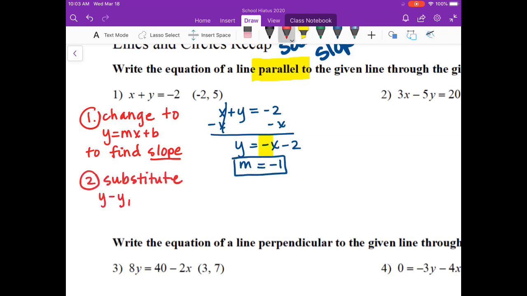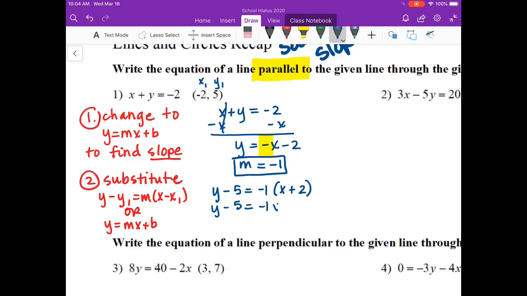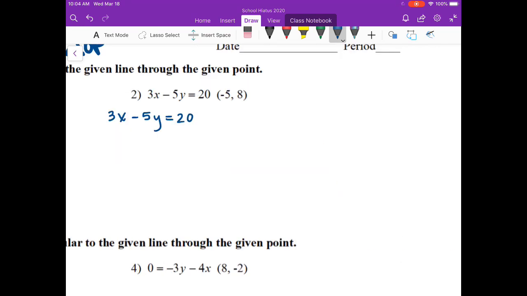Next, substitute the slope and the coordinates of your ordered pair into either point-slope form of a linear equation or slope-intercept form. If you're using point-slope, y minus y1 equals m times x minus x1, distribute your slope and simplify the equation. If you're substituting into slope-intercept form, solve for b, and then substitute m and b back into your equation. Repeat the same process for number 2.